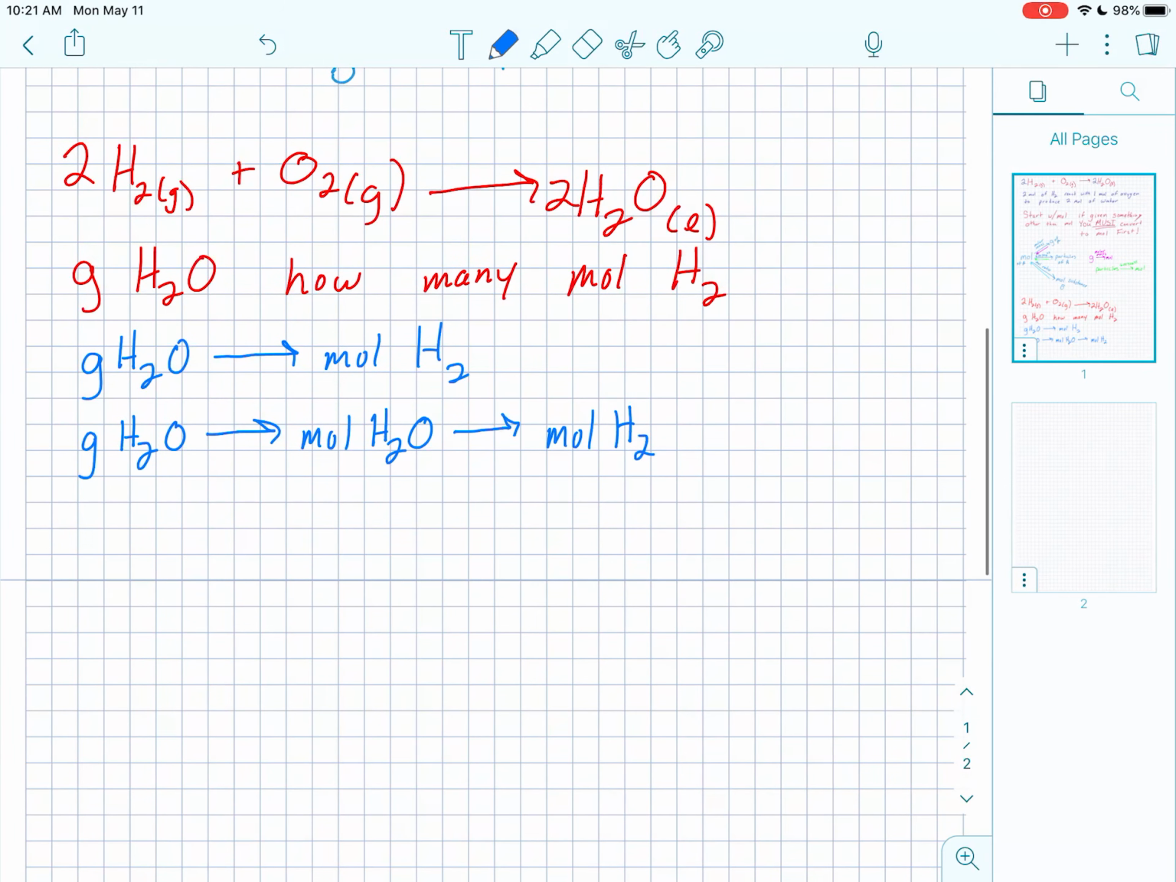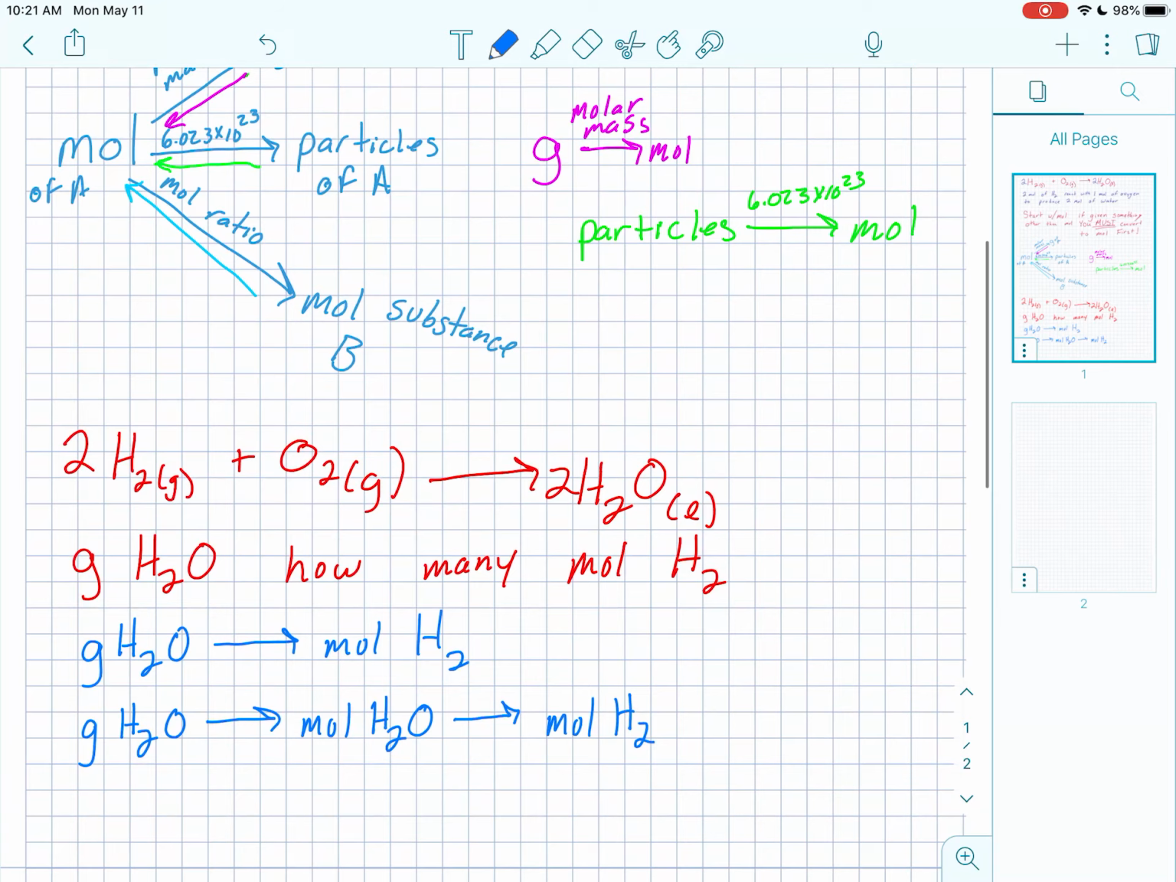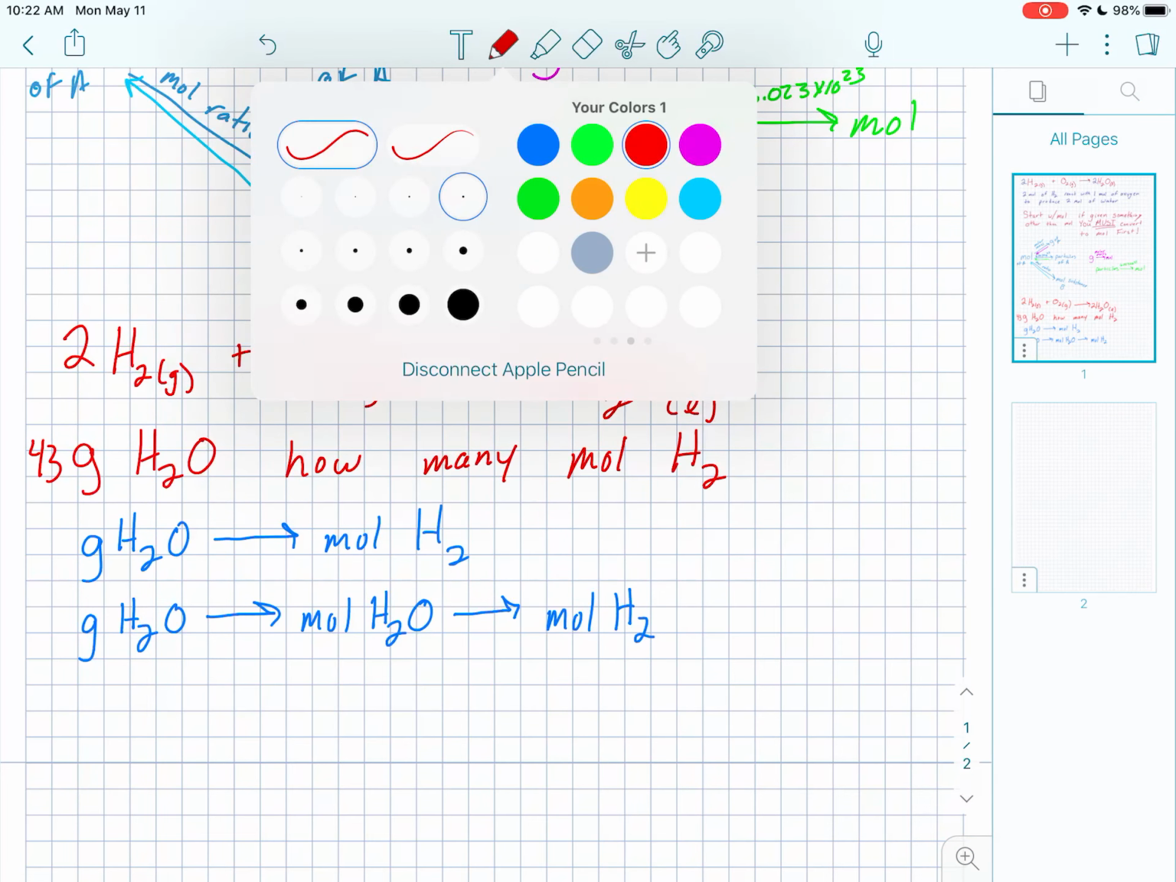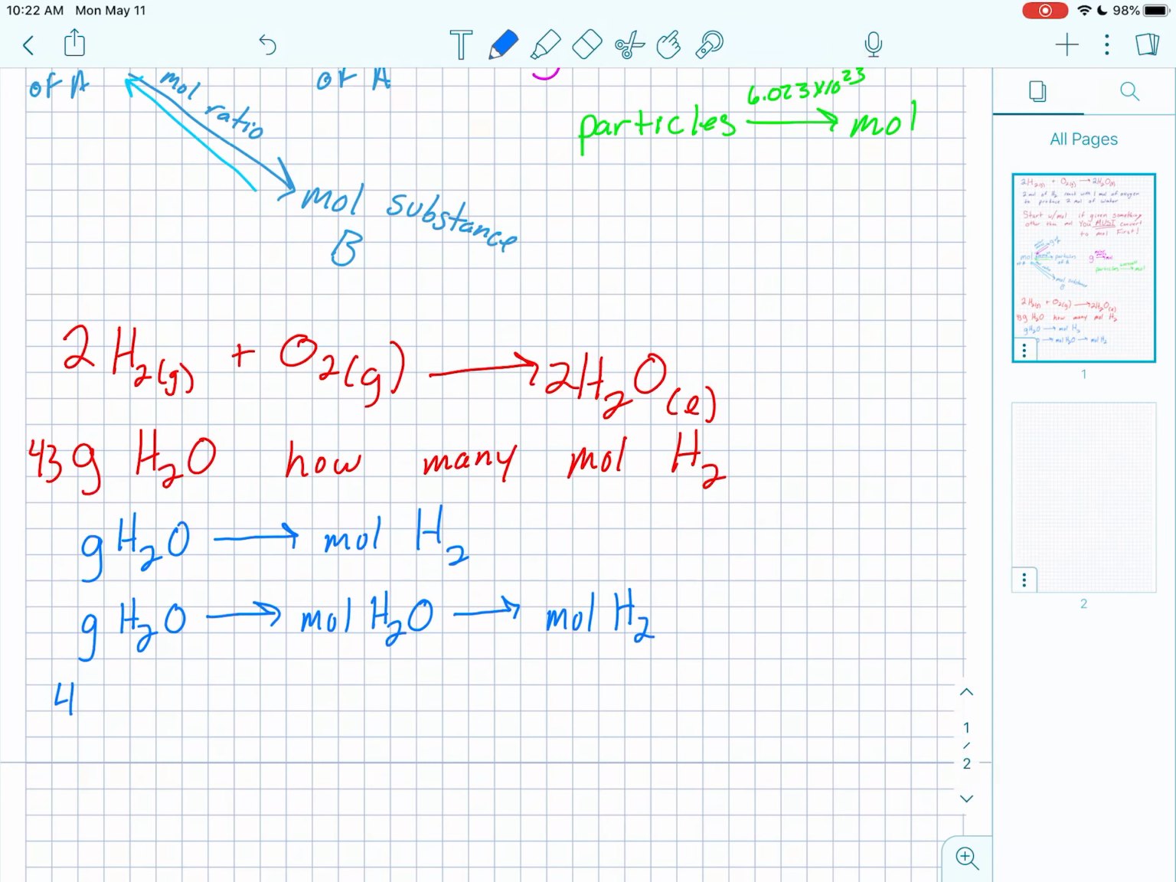And so now I'm going to take my grams. Let's say that I had 43 grams of water. And that's my given, so it goes over 1. Now, what was on top goes on bottom. So my grams of water will go on bottom, because I want it to cross out. And then what I'm converting it to, I'm going from grams to moles of water. So that means moles will go on top, because what I want goes on top.